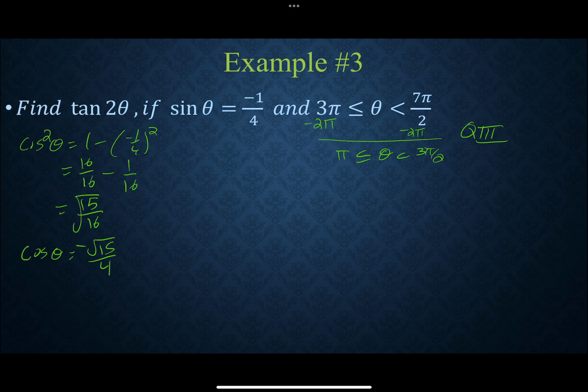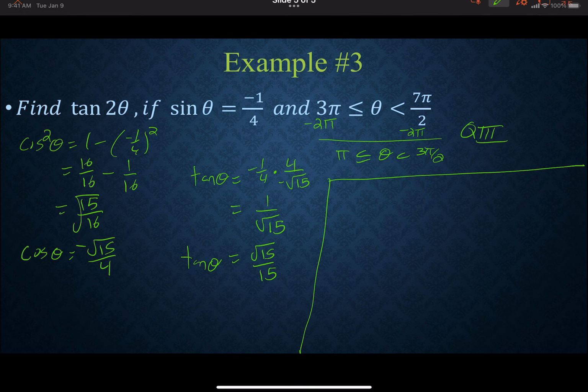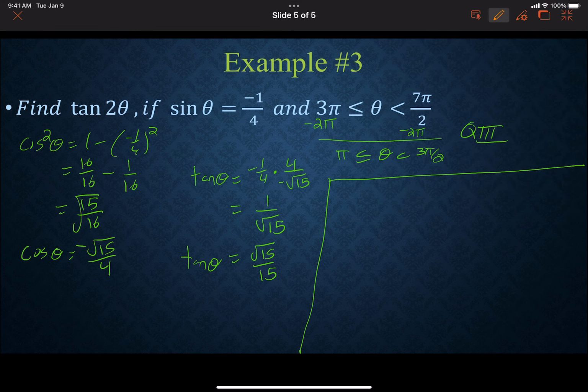So then tangent, single theta, is sine divided by cosine. If we're dividing by a fraction, we're multiplying by its reciprocal. So the negatives and 4s would both cancel, leaving 1 over root 15, which then rationalizes to root 15 over 15. All right, so we have our tangents. Now we can go ahead and plug into our formula.